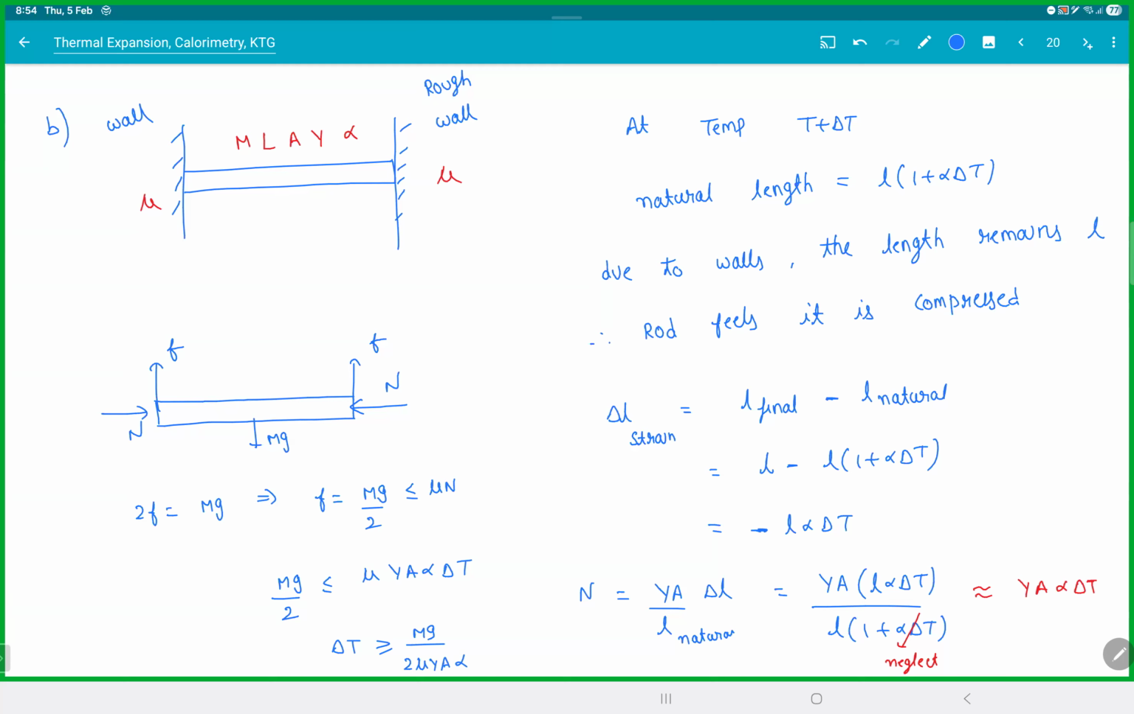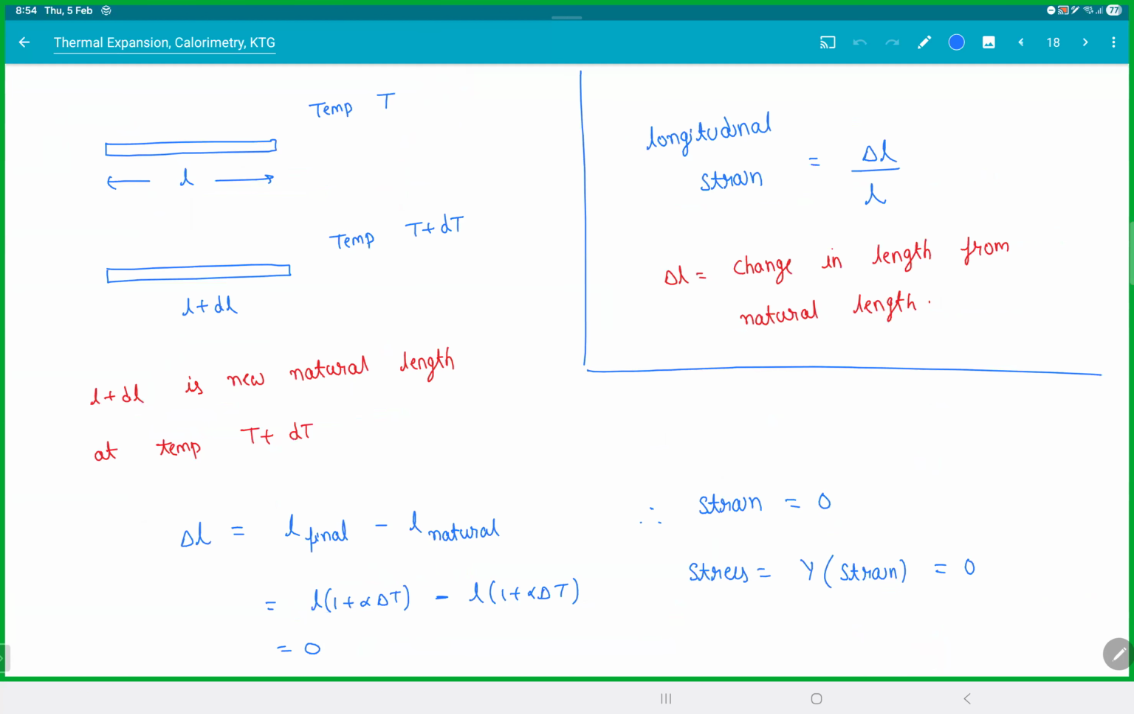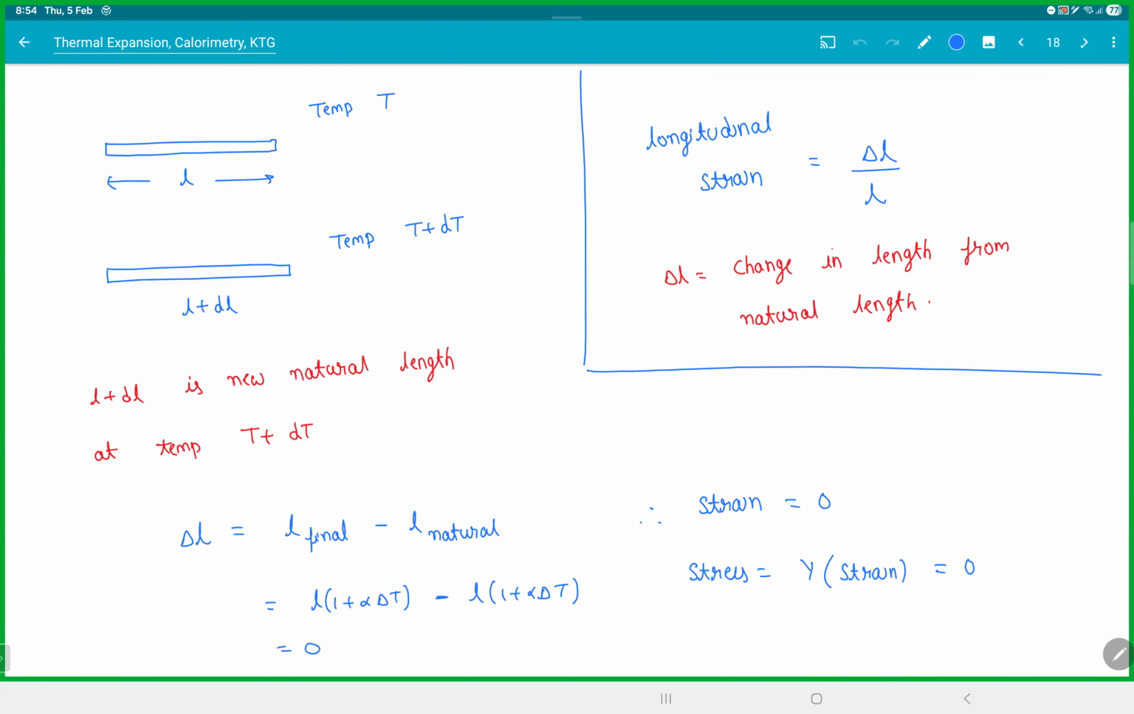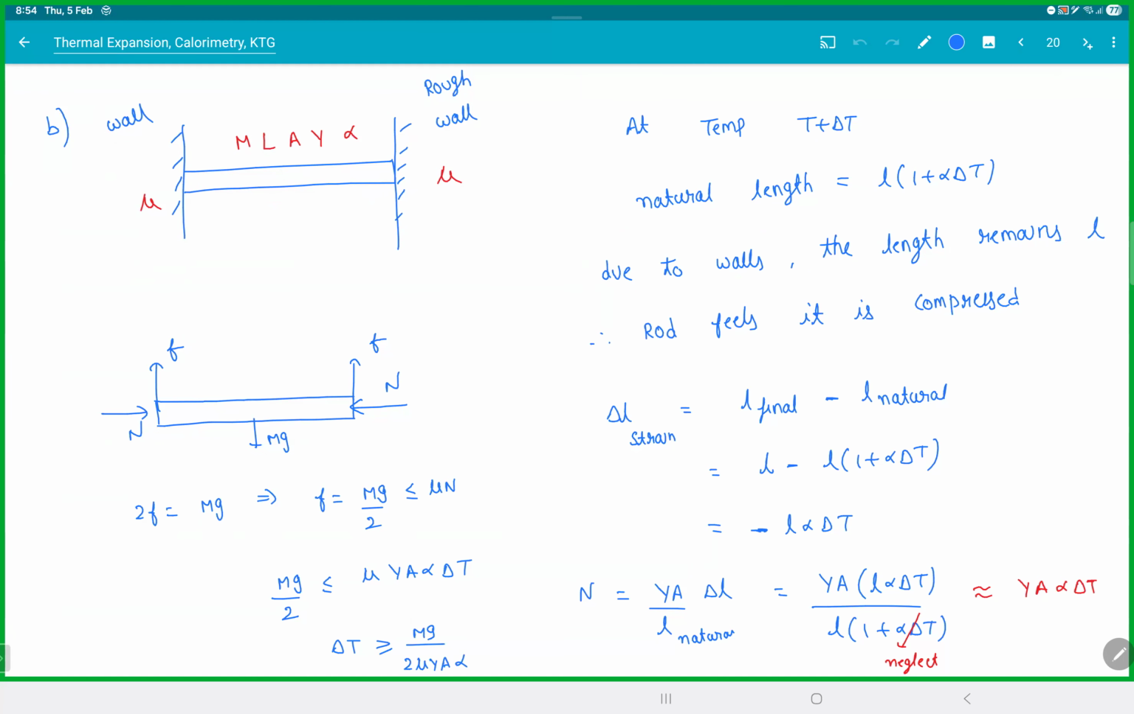Right, Arya. Are you clear with this? I hope now you are able to see the relation between this and the previous one. So I kept both of them together. In the previous case, there is no one to stop you, so you expanded and you became the natural length. So there was no problem, there was no strain. But in the second case, you didn't let it expand. So we have a problem.